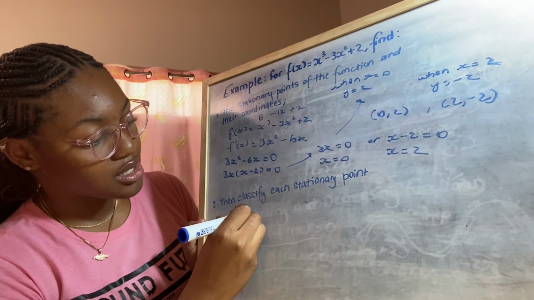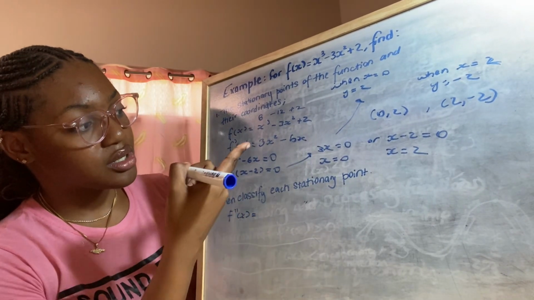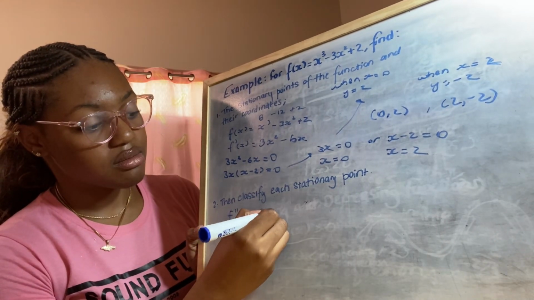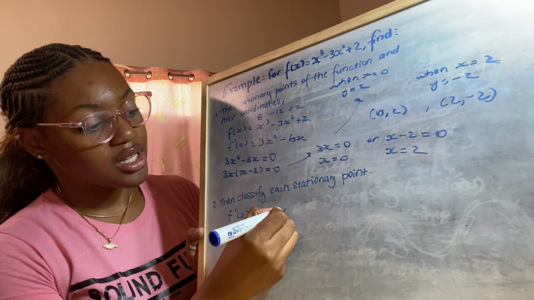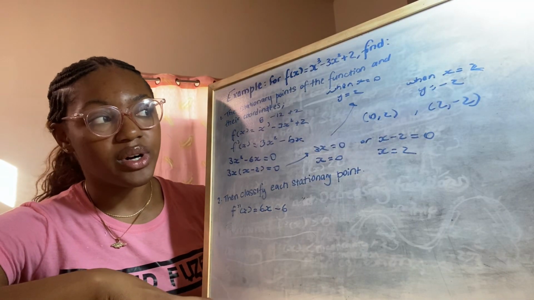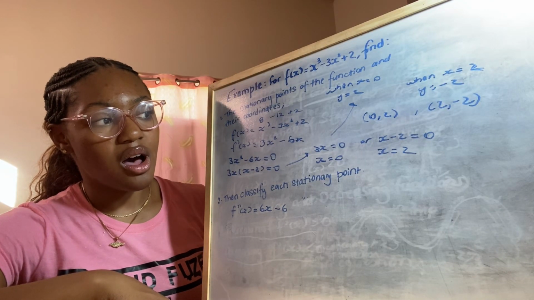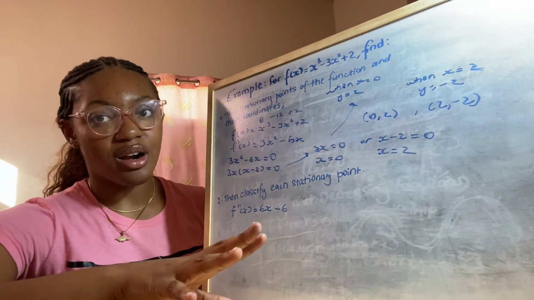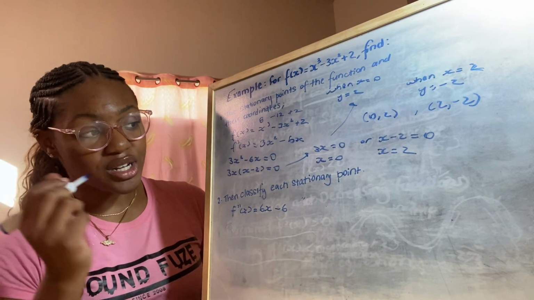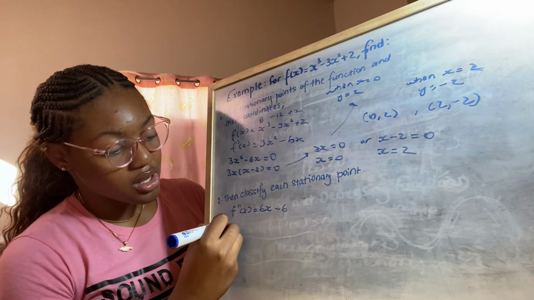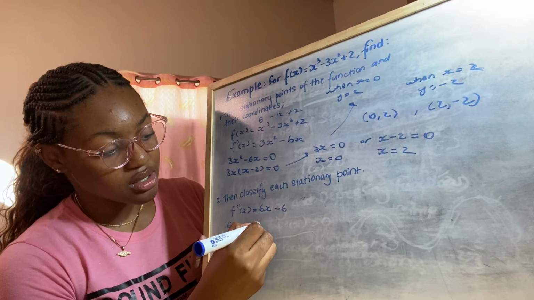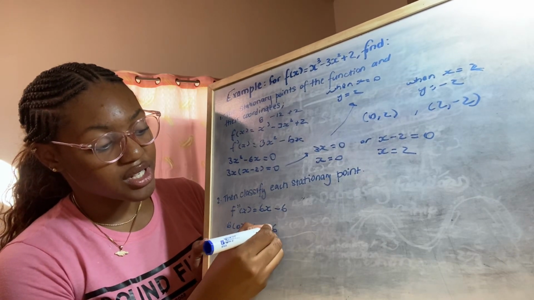So f prime prime of x is equal to, so we have 3x squared. 3x squared differentiated would give us 6x, and minus 6 differentiated gives minus 6. So that's our second derivative. Now that we have our second derivative, in order to find out if our stationary points are minimum or maximum, we're just going to substitute. So we're going to start with x equals 0. So we're going to have 6 times 0 minus 6. And that's going to give us negative 6.